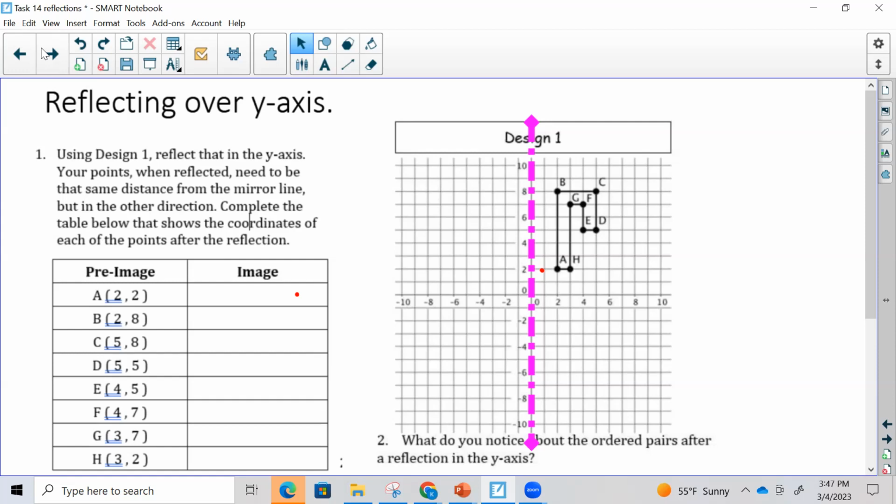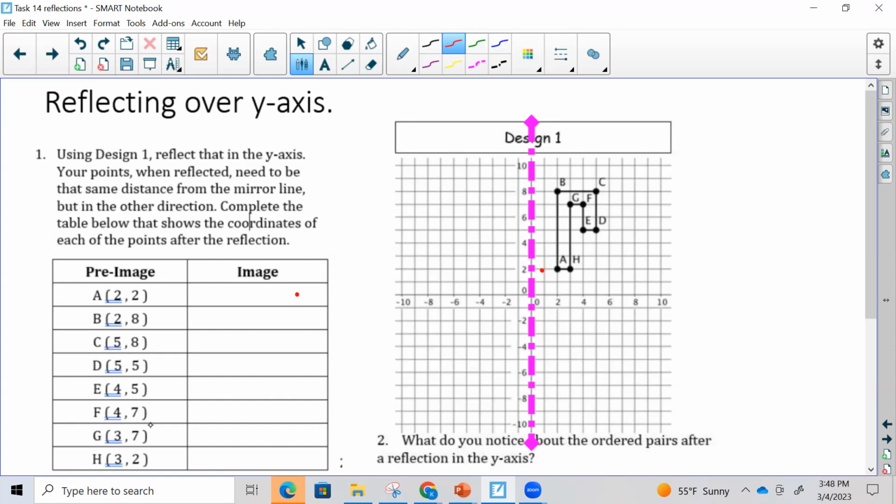So the first thing we're going to look at is reflecting over the y-axis. We are going to take this design one, this figure here, and reflect it over this y-axis. I drew a dotted line for the y-axis so I knew what I was reflecting over. It says use design one, reflect that in the y-axis. Your points when reflected need to be the same distance from the mirror line, which is this y-axis, or x equals 0. Complete the table below that shows the coordinates of each of the points after the reflection.